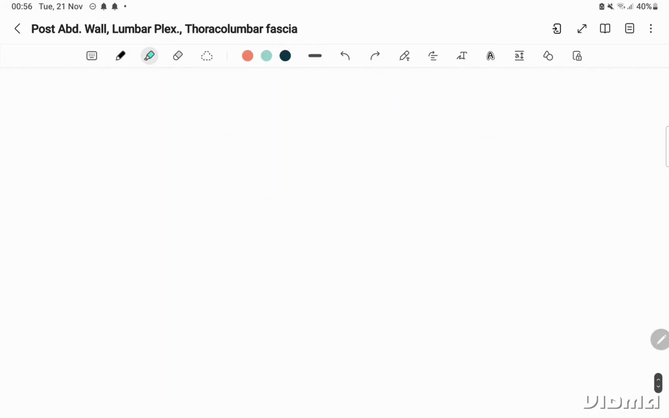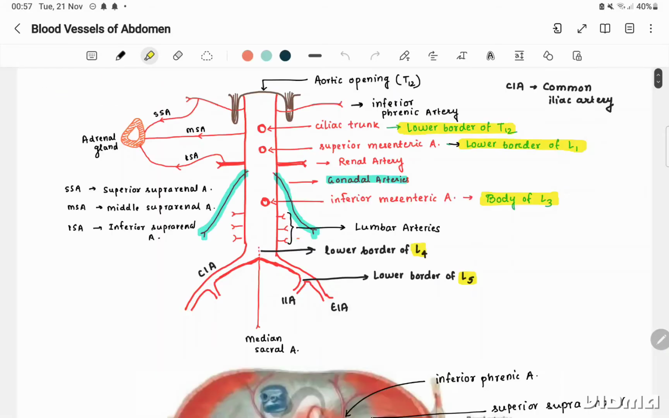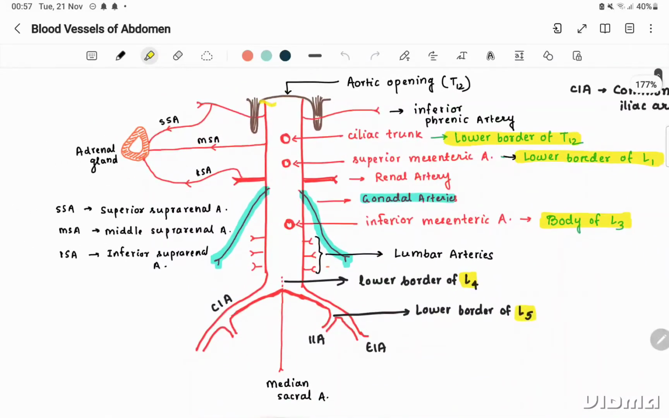Talking about the next parts of the abdomen, let's move on to the next part. So we are finally into the very important part that requires your full attention. So please pay attention to the blood vessels of the abdomen.